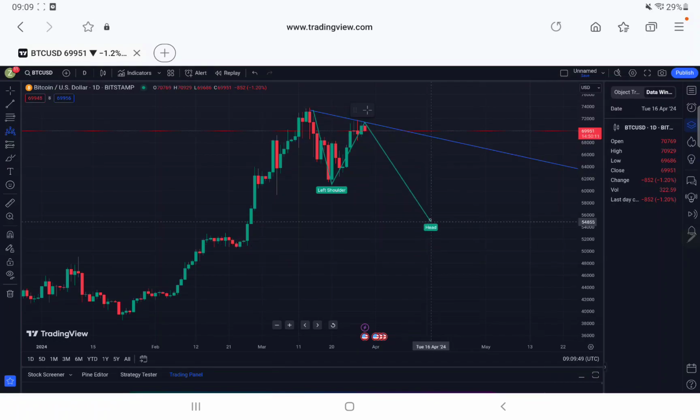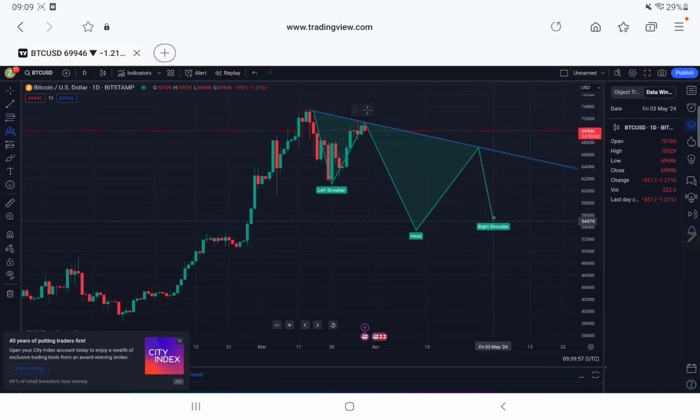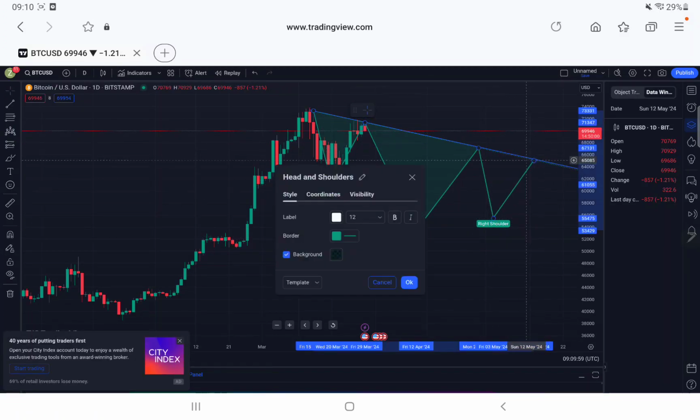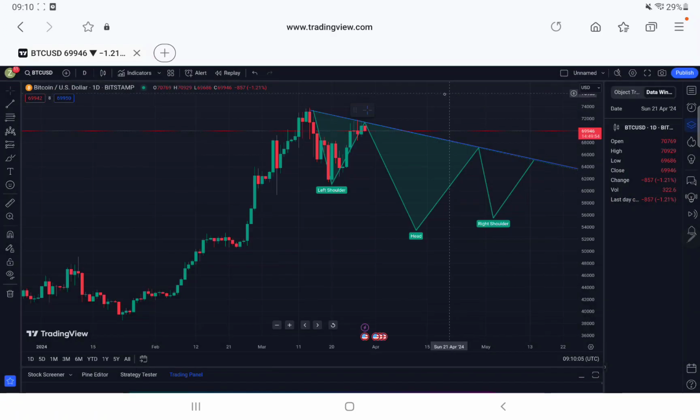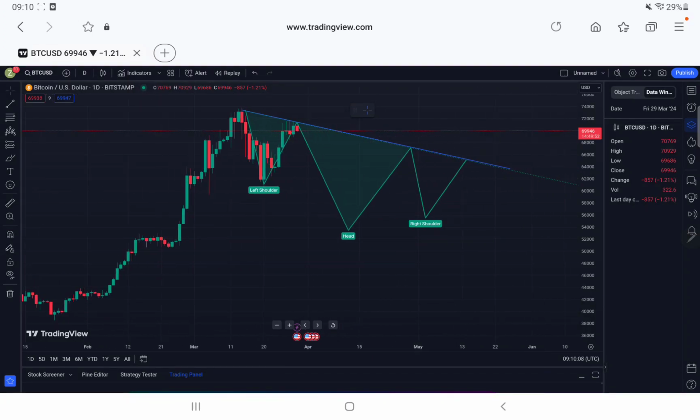So I don't know about that. That may be more realistic, 56-ish. There was some support around 56-ish on the 4 hour. So if you drew a head like that, and then maybe put another shoulder in, this could very, very well be a head and shoulders pattern that we are forming. But that's something that you have to wait and see.